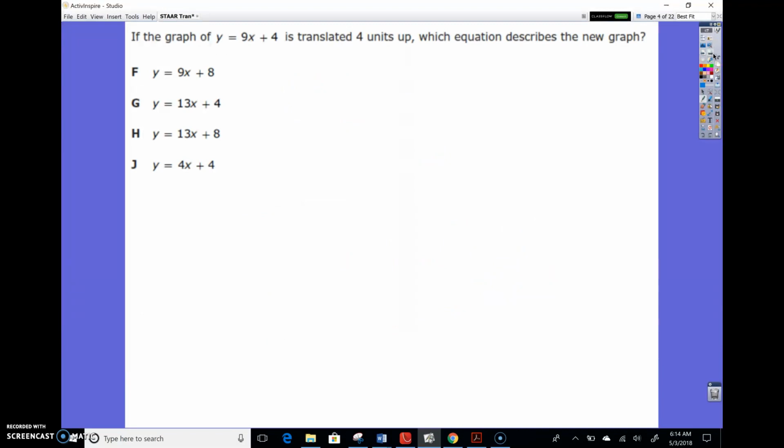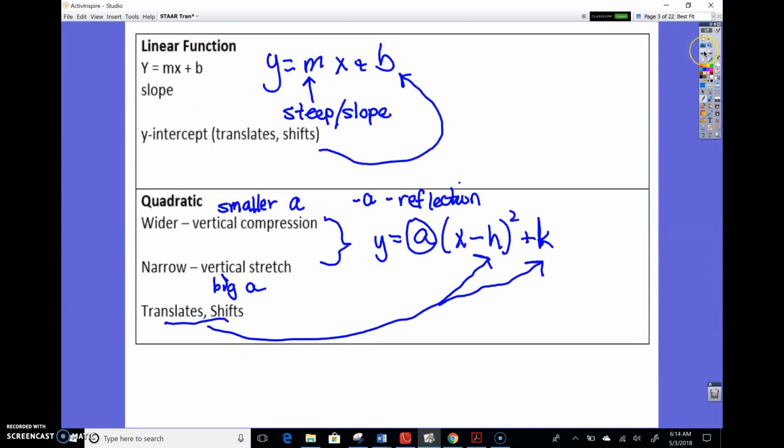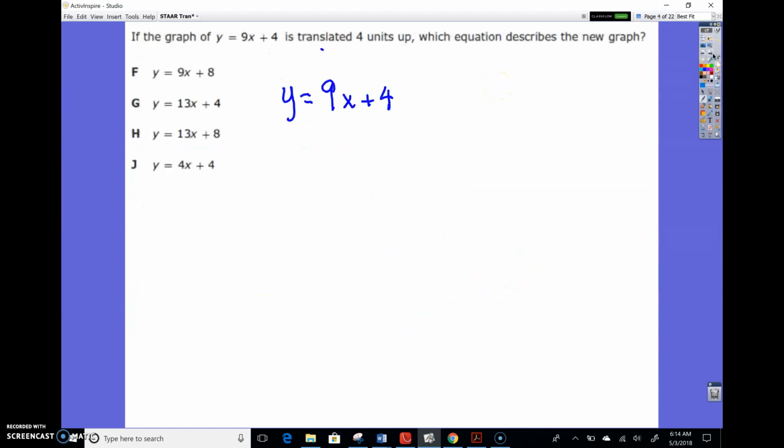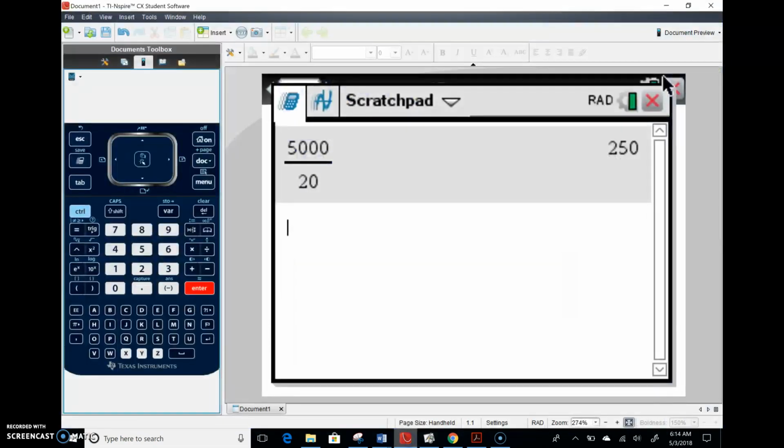If the graph of y equals 9x plus 4 is translated 4 units up, which equation describes the new graph? Remember, 9 is the slope, 4 is the y-intercept. We're only looking at the number by itself. So translates 4 units up, I'm going to add 4. So y equals 9x plus 8. You can always check your answer.